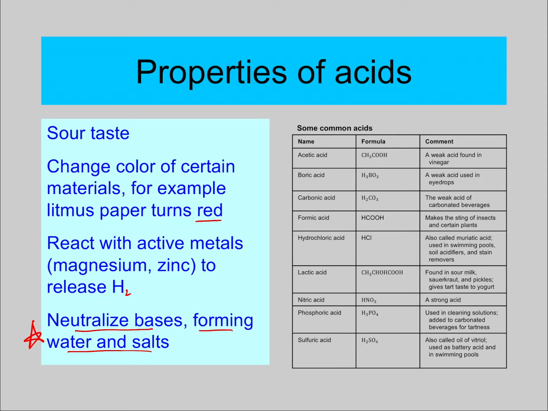These are some examples of some common acids. You have acetic acid, which is vinegar; boric acid, which is in your eye drops; carbonic, which is in your sodas; formic acid, which is what hurts when you get stung or affected by a poisonous plant. And then you can go through and you can see lots of examples of other ones that you might encounter in your everyday life.